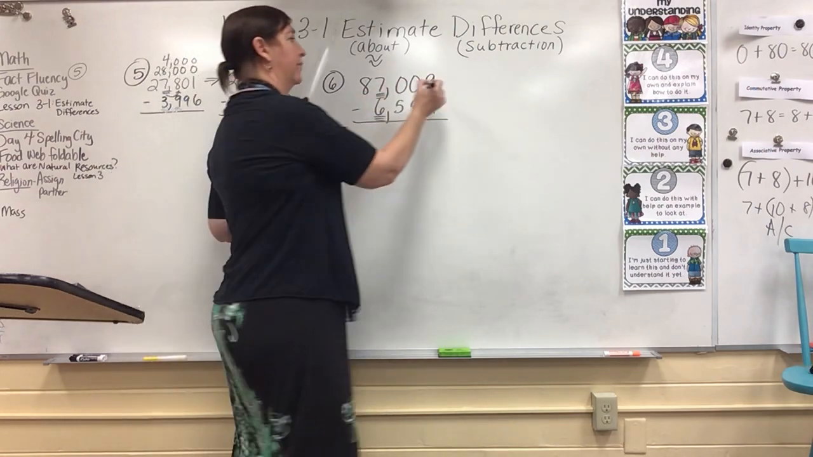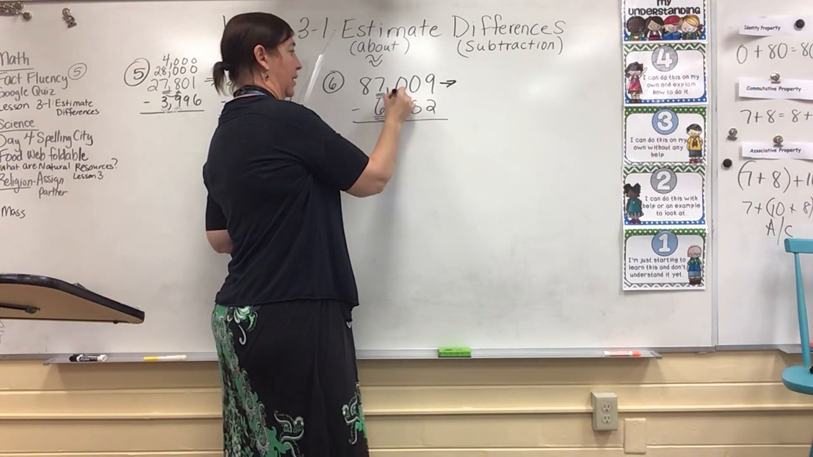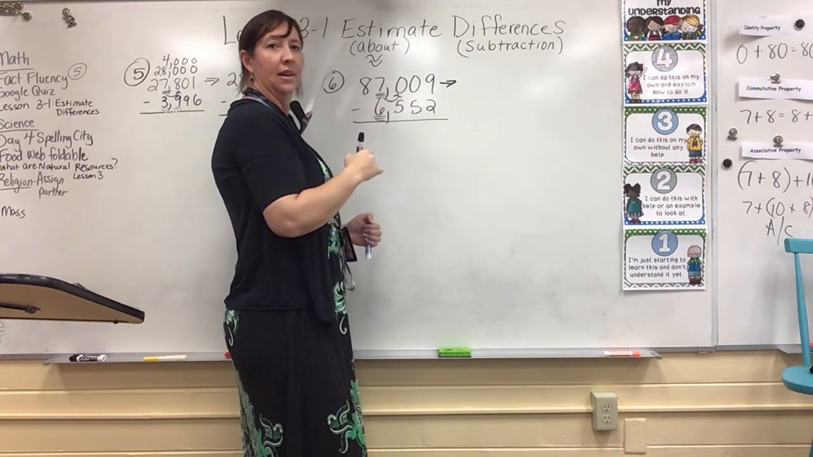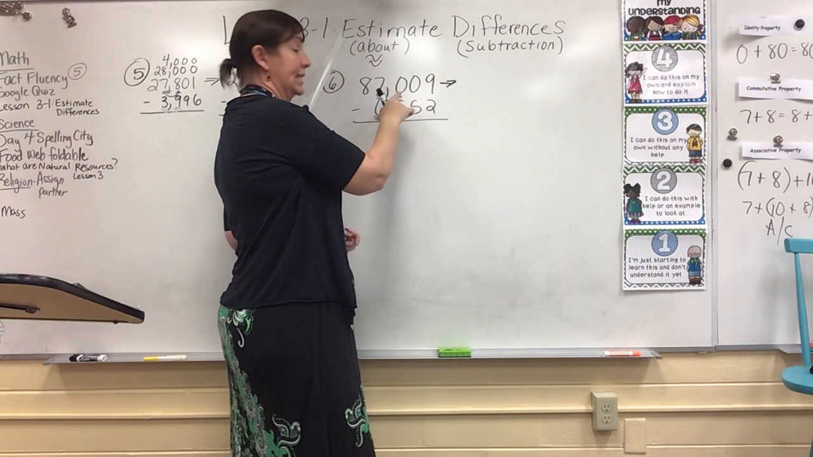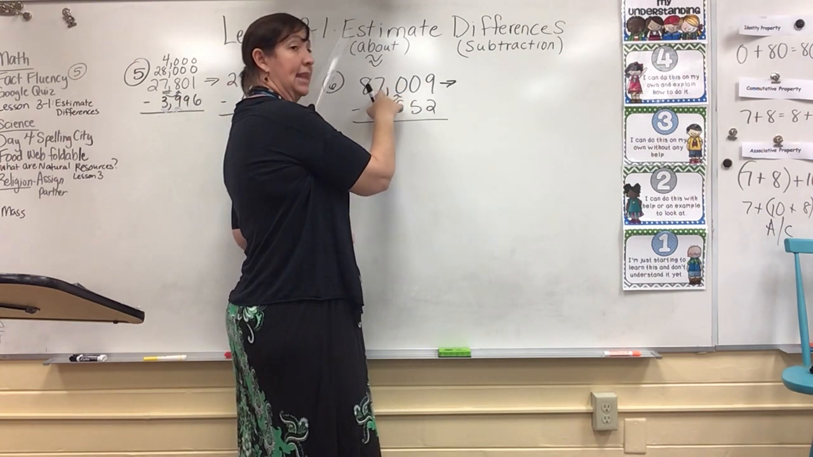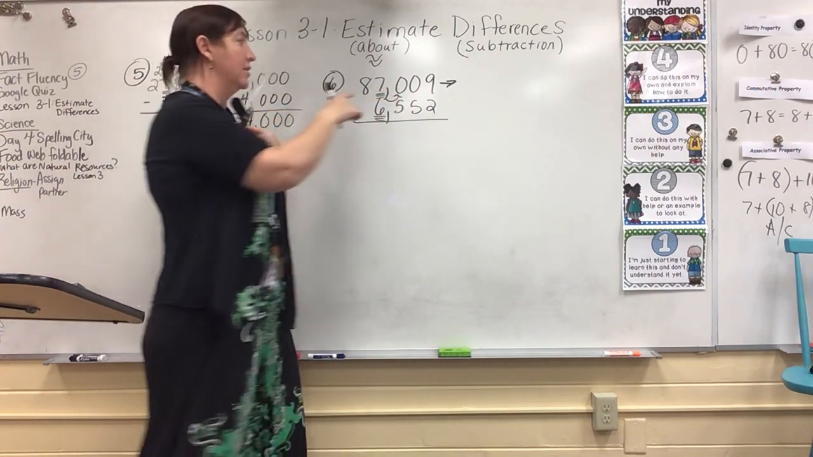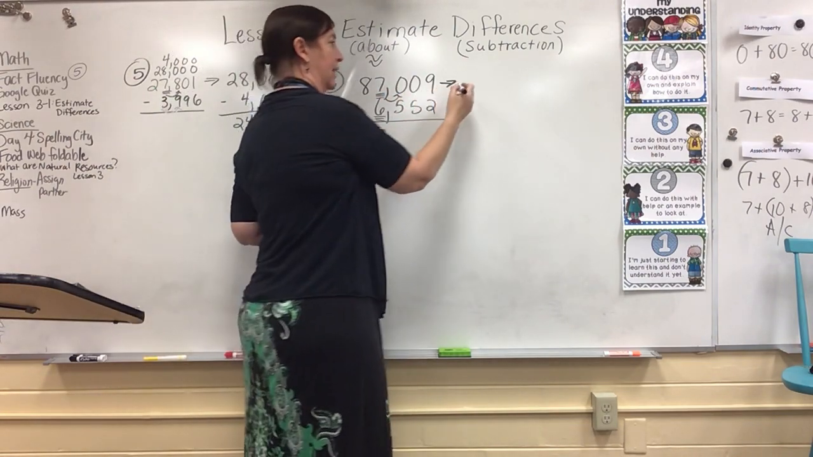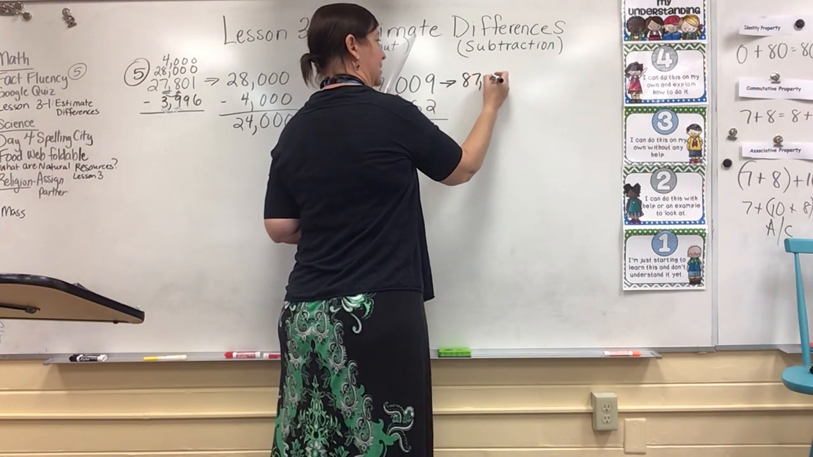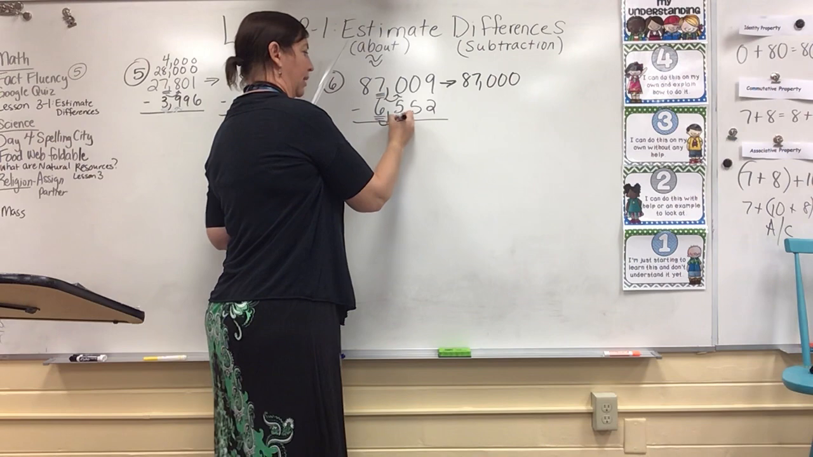What is this number going to round to? Shayla? It's not going to go to 86. It's actually just going to stay the same. If the number is less than 5, it stays the same. So this one is going to be 87,000.